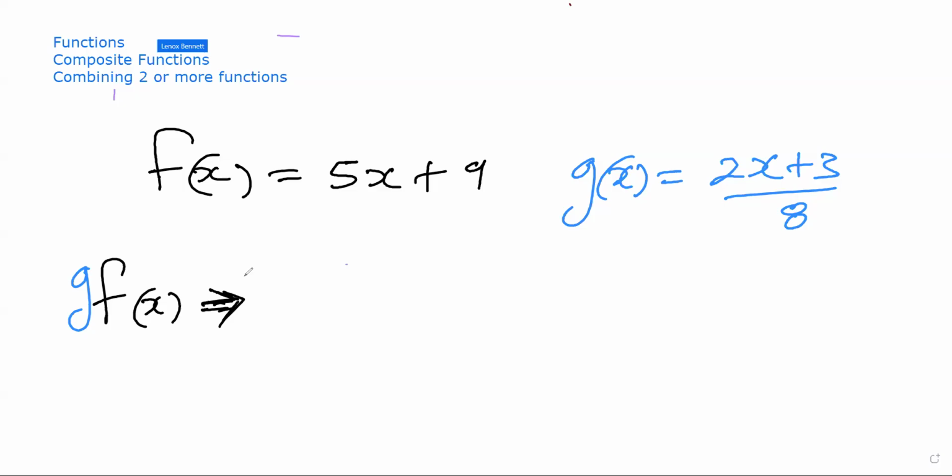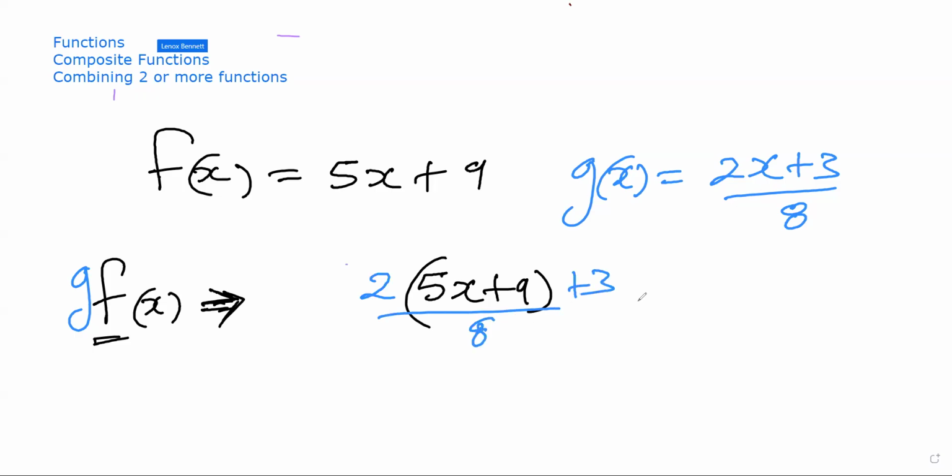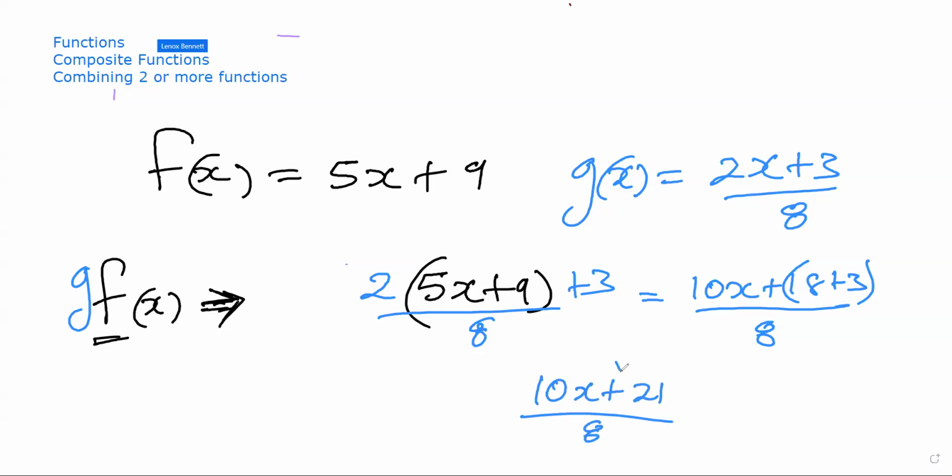So f must come first, right? Which is 5x plus 9. And then, of course, we have g. g says 2x plus 3 divided by 8. So 2x plus 3 divided by 8. Now we expand the bracket. 2 times 5 is 10, 2 times 9 is 18, plus 3. 18 plus 3, that's 21, over 8. That's our answer.